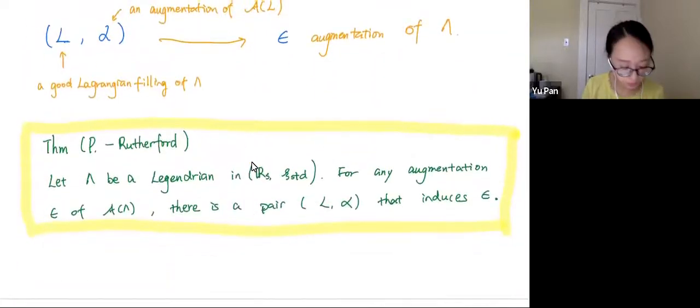And what we prove is actually that for each Lagrangian in the standard R3, any augmentation epsilon of lambda can be induced by a pair of a good Lagrangian filling and an augmentation of the filling.